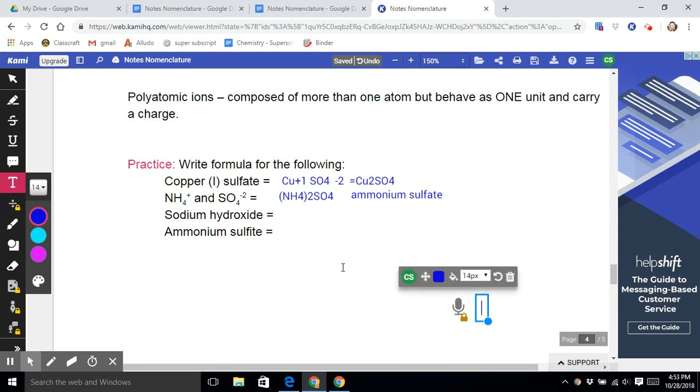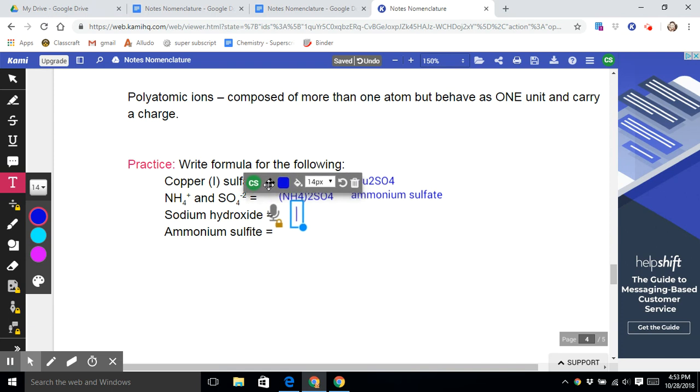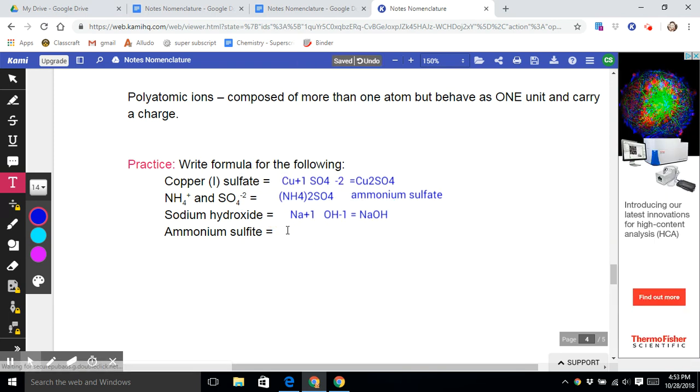All right, next one, sodium hydroxide. Sodium is Na with a positive 1 charge. Hydroxide is OH with a negative 1 charge. Then all I have to do is take the numbers, switch them, bring it to the bottom. I need 1 of each, 1 Na and 1 OH. So sodium hydroxide is NaOH.